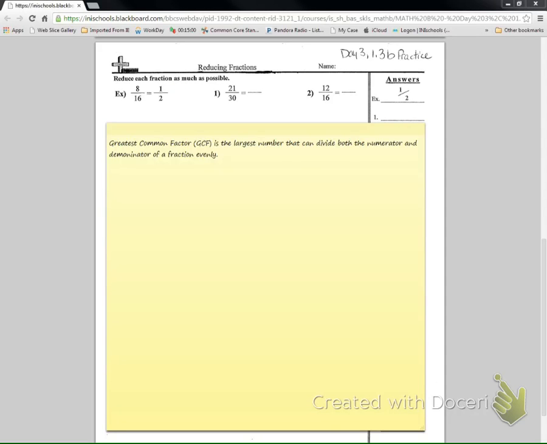Hold over a sticky note so that you can see this. So the definition: greatest common factor, or GCF, is the largest number that can divide both the numerator and the denominator of a fraction evenly.